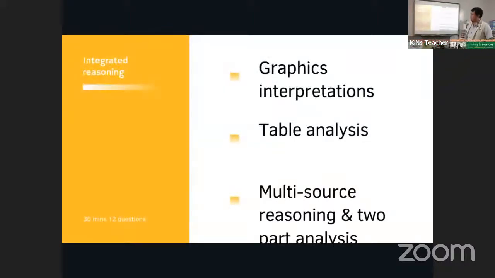The integrated reasoning section on GMAT consists of 30 minutes and 12 questions. These are the subsections: graphic interpretation, table analysis, multi-source reasoning, and two-part analysis. As you can see, we are dealing with graphic information, and we have to synthesize information from different parts and different kinds of sources. It's like an application of math.